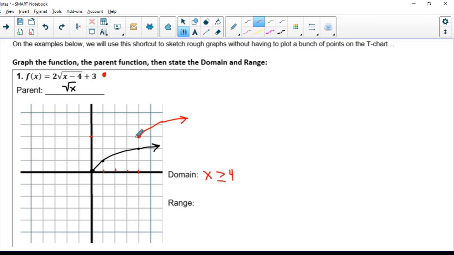We don't have any x's that are 3, 2, 1, anything less, anything negative. Has to be bigger than 4. And the range is just saying what are all the possible y values. So kind of the same thing for that.